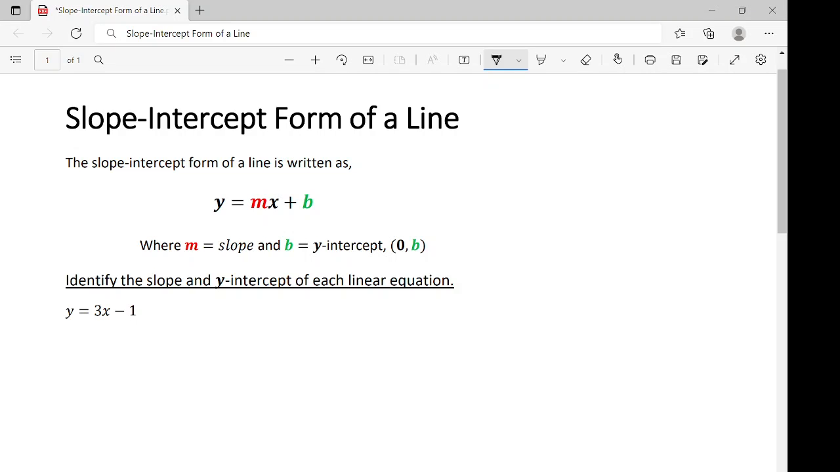The slope-intercept form of a line is written as y equals mx plus b. This is a very well-used formula, so we're going to go over it today. m is the number that's in front of x, and that is the slope of the line. Whereas b is the y-intercept of the line, and that is where it crosses the y-axis at the point (0, b). So whatever the value for b is going to be the value for the ordered pair here.